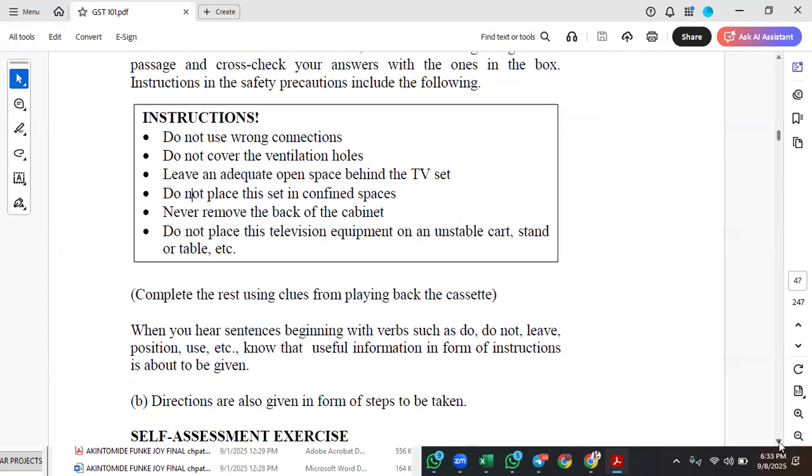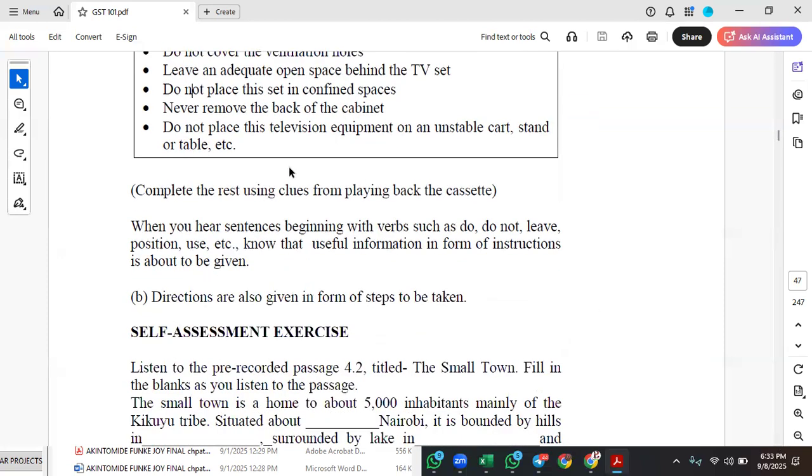So the idea is to help you recognize when a statement is what? An instruction. One is that it will sound like a command. It will come in the form of a command or a procedure: when you do this, do this, do this. That is instruction or a process.